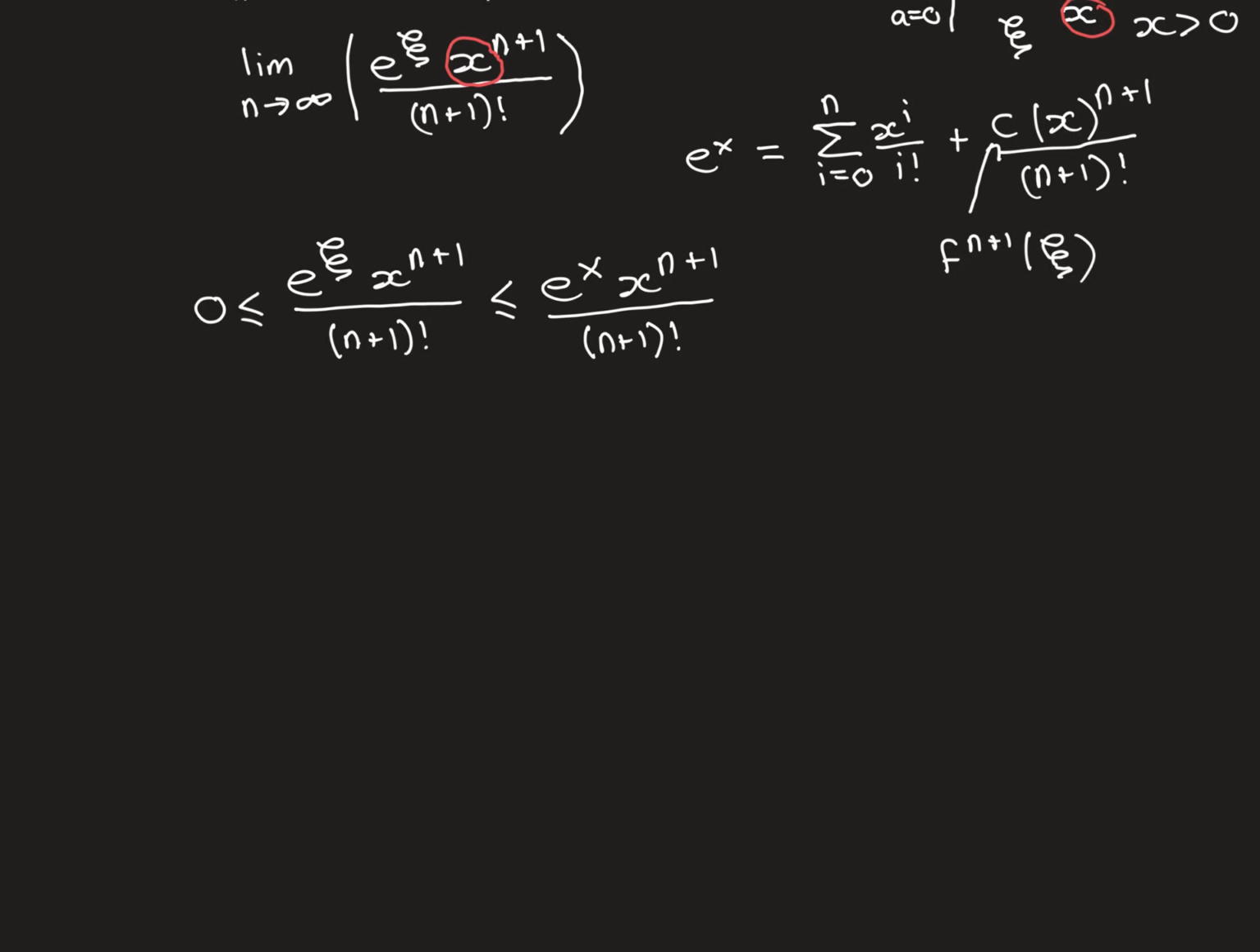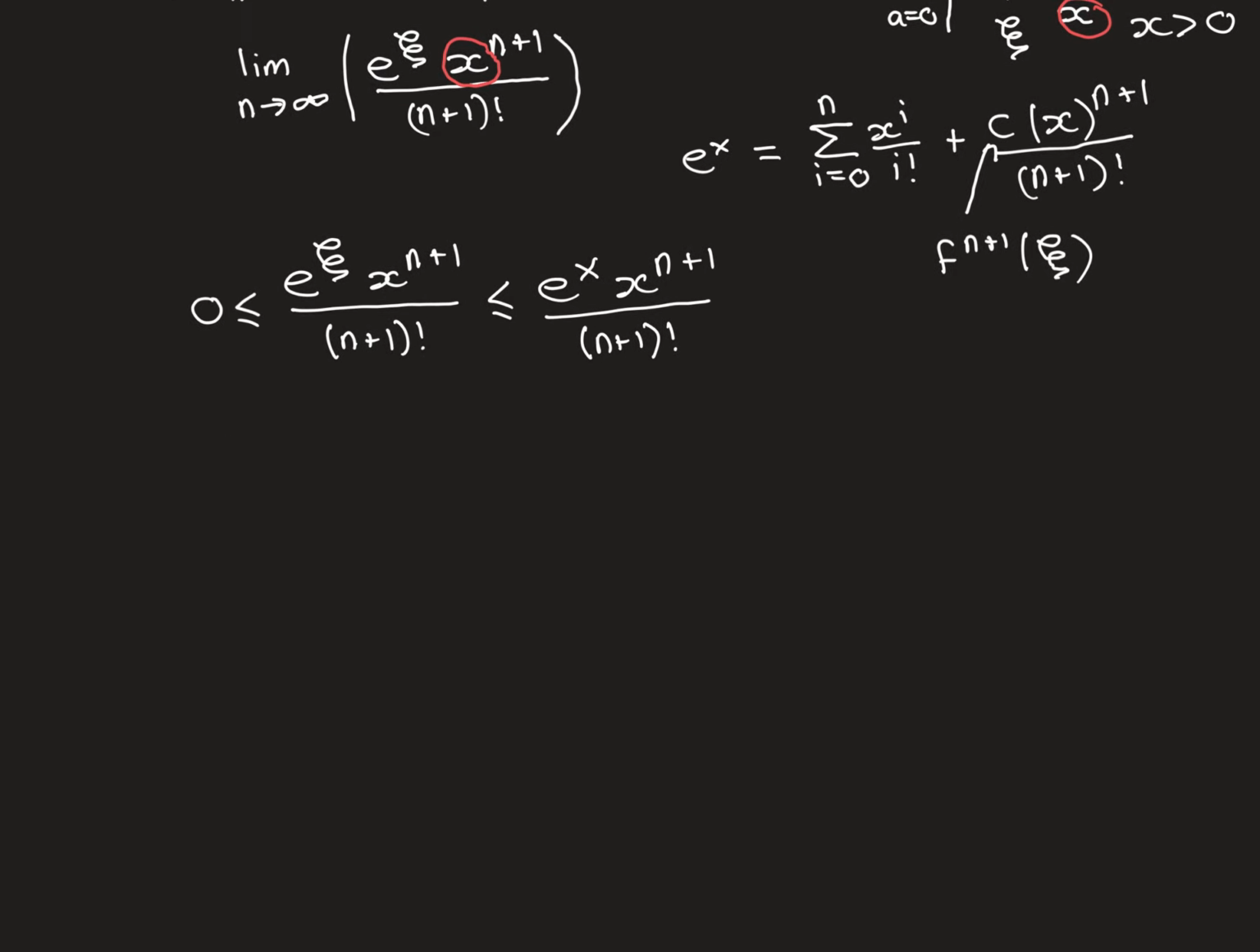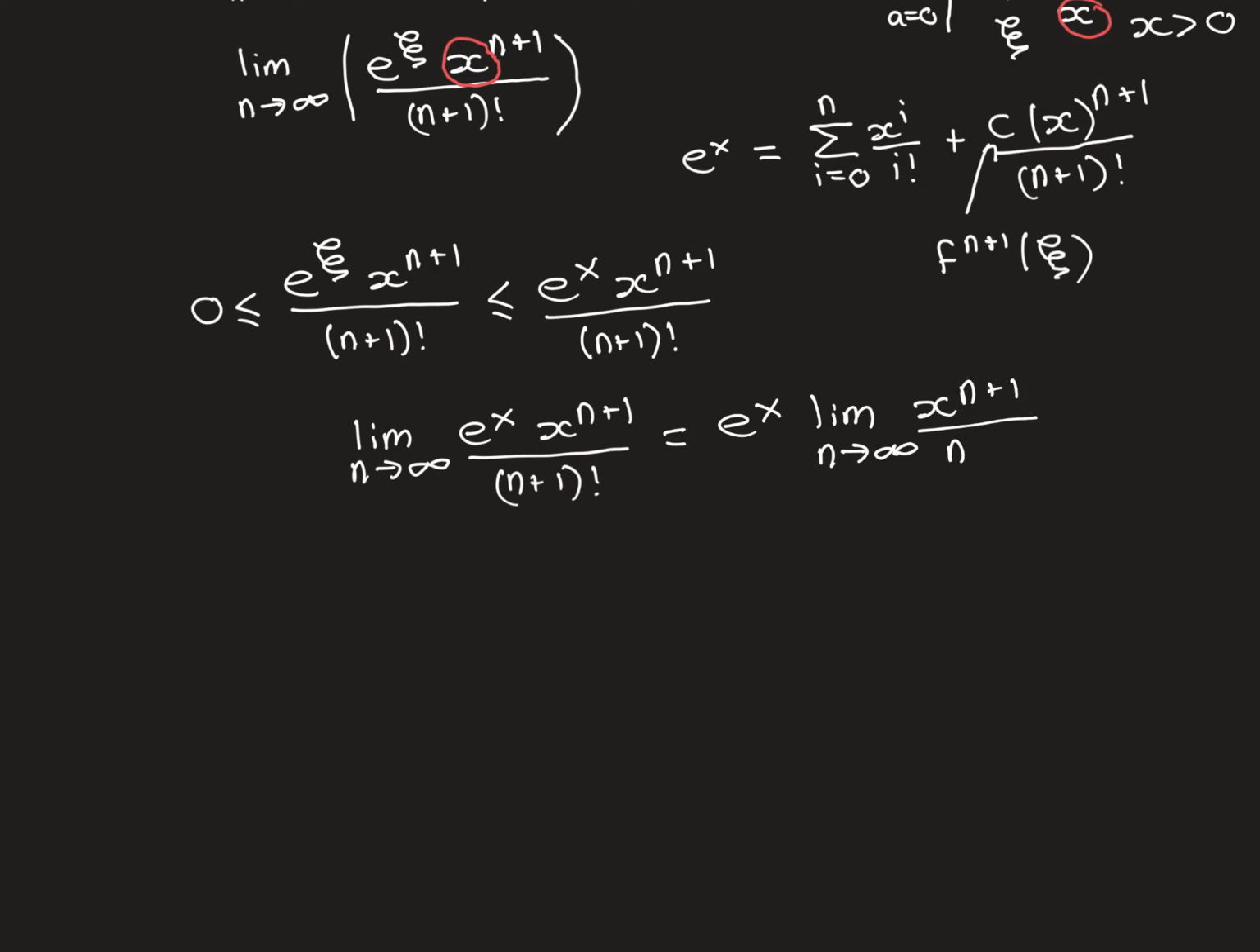So then what we can do is just look at that limit. The limit as n approaches infinity of e to the x times x to the n plus 1 over n plus 1 factorial, and see what that does. Well, don't be afraid by this. e to the x is just a constant as far as the limit is concerned. n is what's changing, so you can pull that e to the x out. And then we've just got the limit as n approaches infinity of x to the n plus 1 over n plus 1 factorial.